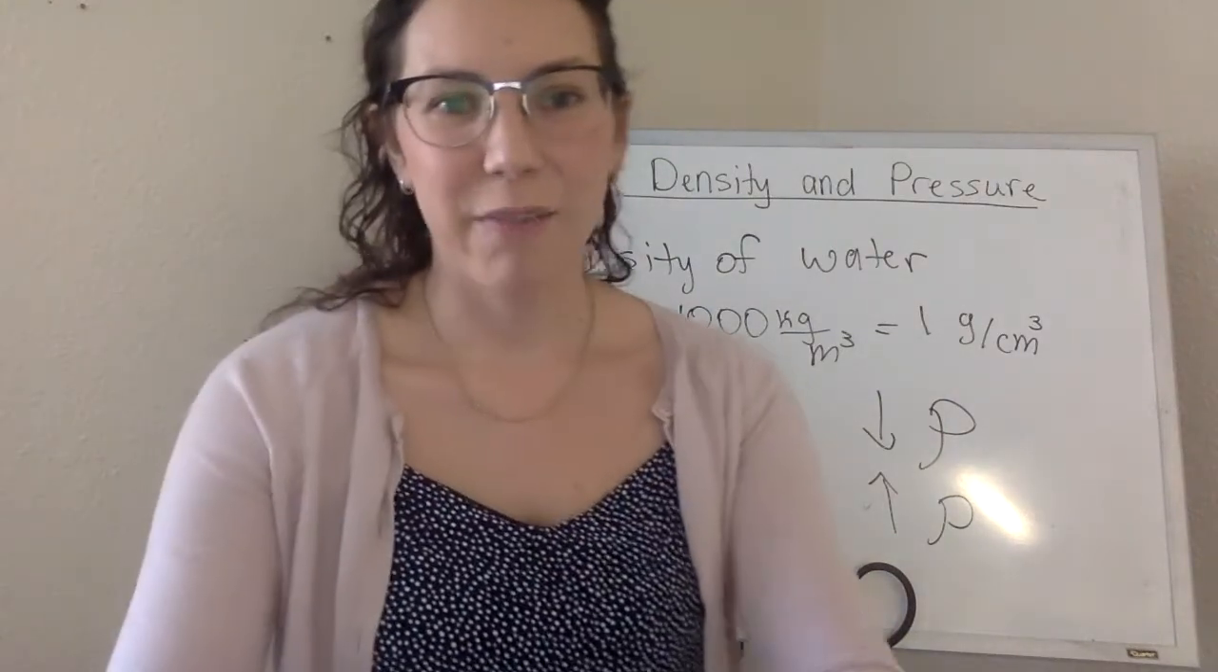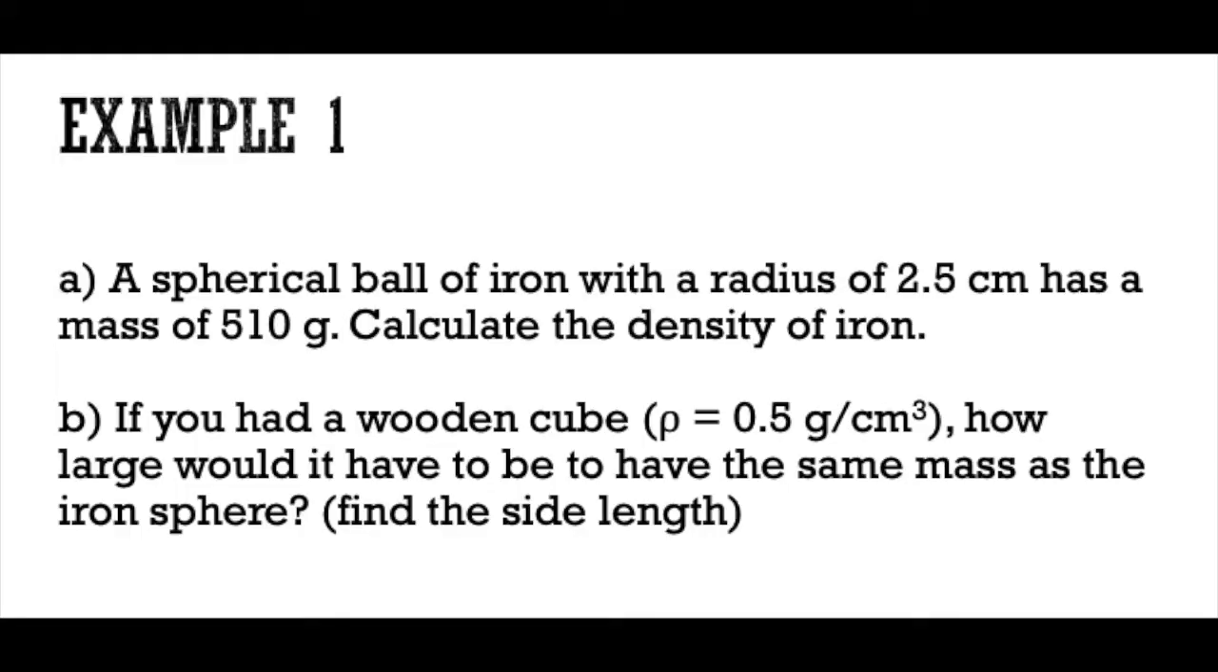All right, let's try the first example on density. Okay, so we have a spherical ball of iron with a radius of 2.5 centimeters, has a mass of 510 grams. Calculate the density of iron. If you had a wooden cube of density 0.5 grams per centimeter cubed, how large would it have to be to have the same mass as the iron sphere?